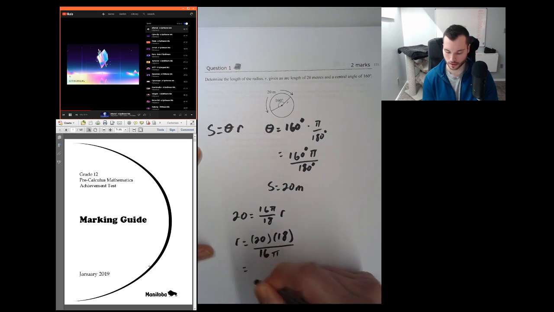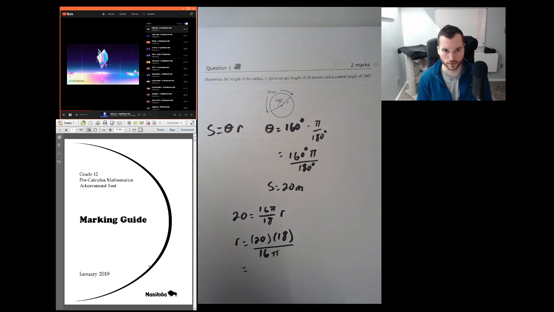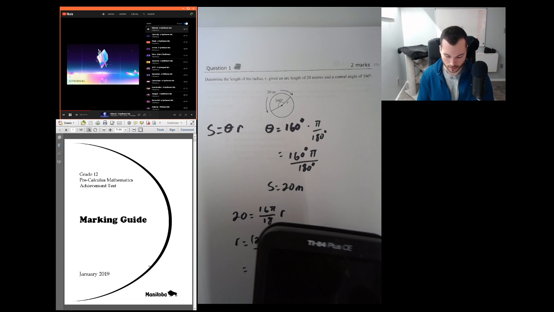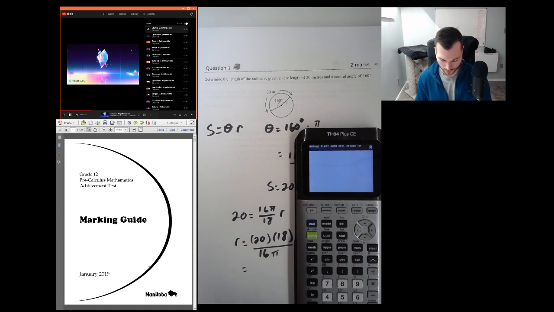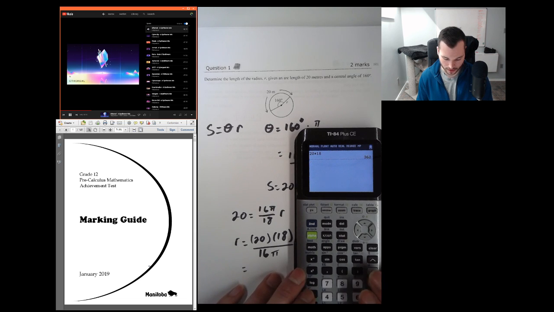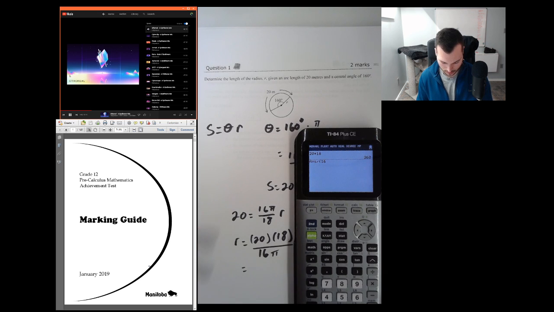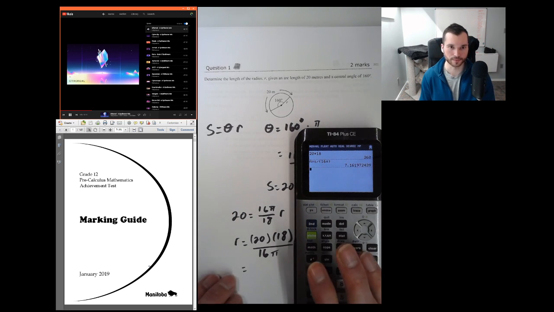You don't have to do it all in this many steps. You can kind of go right for it if you'd like to. Calculator does not have to be in like radian mode or anything like that. You can put it in as you see it. So let's go 20 multiplied by 18. And then we're going to divide that by 16 pi. Open bracket, 16 pi button. Close brackets, and there you go.